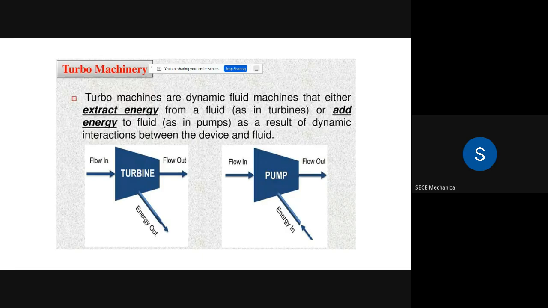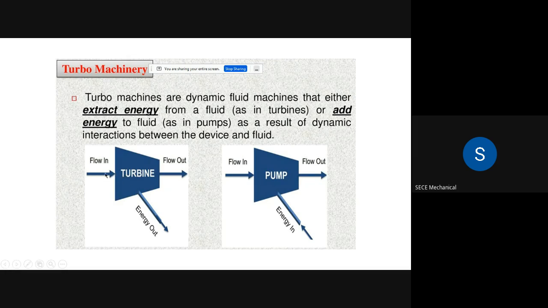The process of extraction of energy is called a turbine, and the process of adding energy is called a pump. So if we add energy, that is called a pump. If we extract that same energy out, that is called a turbine. For example, imagine we have a hydro turbine.